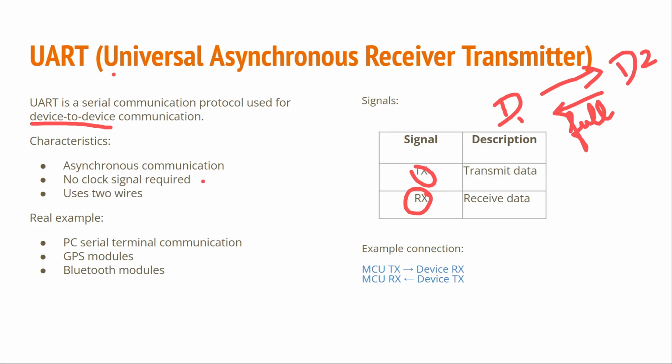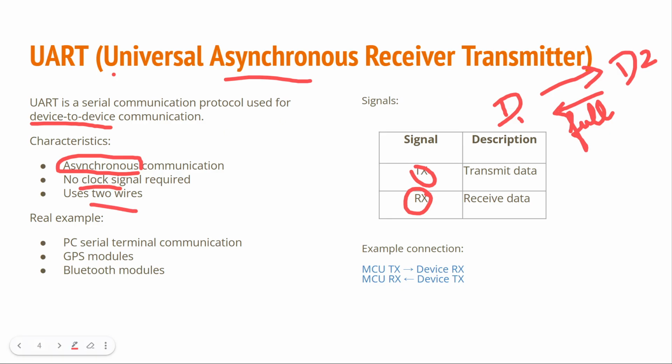The characteristic is asynchronous communication. Asynchronous means there is no synchronization between device 1 and device 2. If it goes with the synchronized mode, then it does not come under UART, but UART is asynchronous. Asynchronous means the transmission between the two devices does not follow any clock signal. It won't depend on any clock signal; it does transmission and reception irrespective of the clock signal. So no clock signals are required.